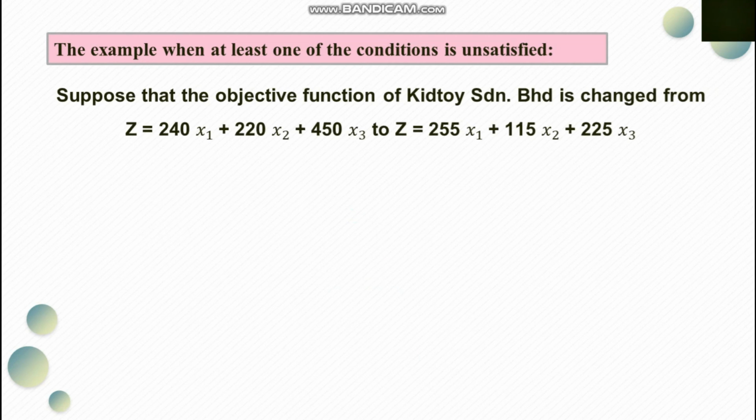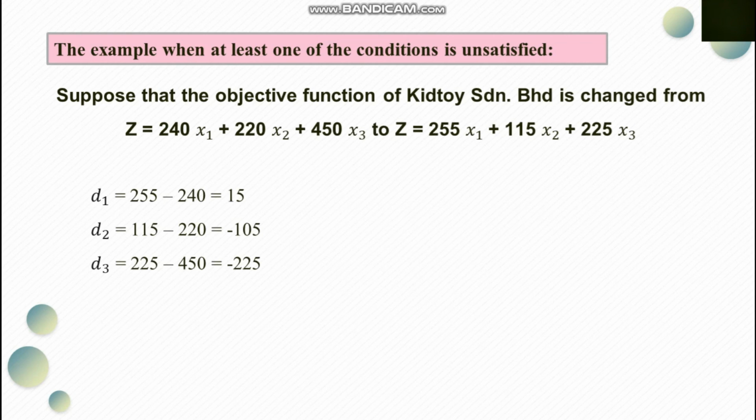Suppose that the objective function of Kittel Syndrome Berhad is changed from z equals 240x1 plus 220x2 plus 450x3 to z equals 255x1 plus 115x2 plus 225x3. Then we need to calculate the changes D1, D2 and D3. We will get D1 15, D2 negative 105, D3 negative 225.